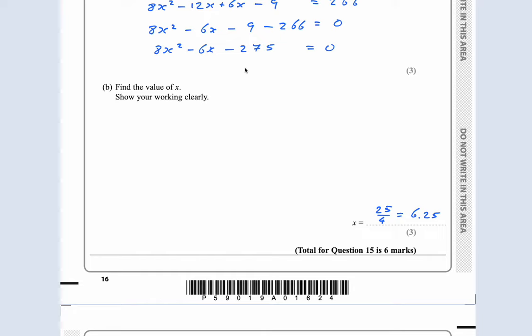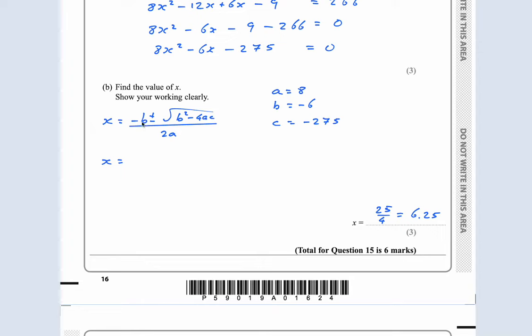So I could factorize this. This is one of the worst factorizing questions I've ever seen, so I don't even think I want to try and factorize it. I'm going to use the quadratic formula. Guys, if you can't factorize it, you can always use the formula. x equals minus b plus or minus square root of b squared minus 4ac, all over 2a. This is given in the formula booklet. a is 8, b is -6, and c is -275, straight from here.